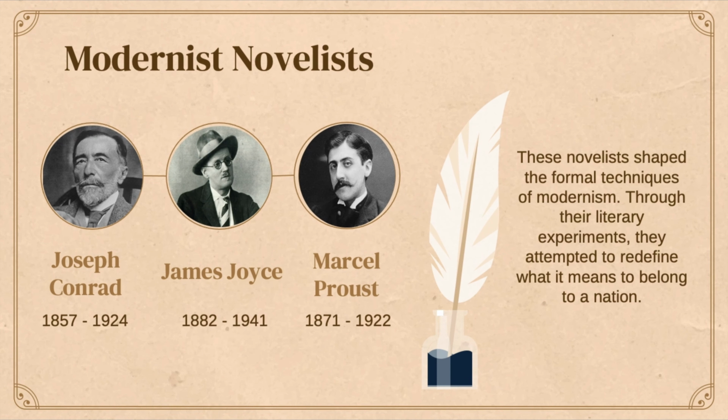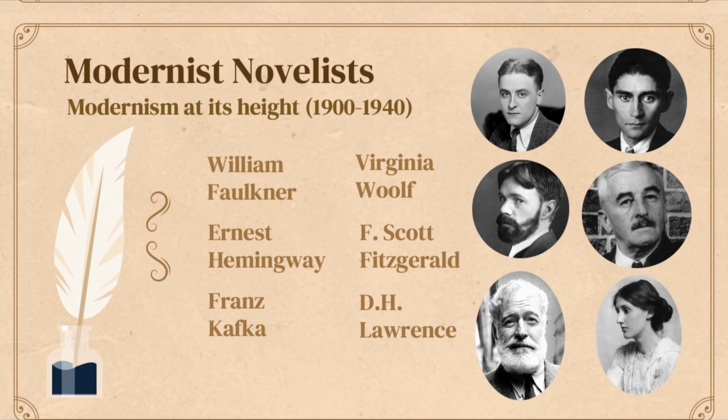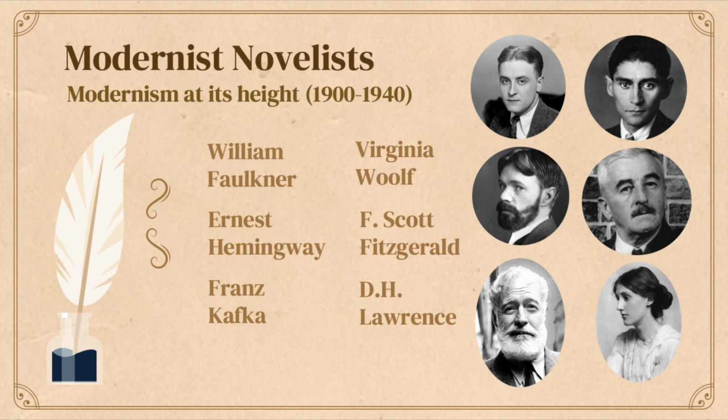Now, there are many novelists who shaped the formal techniques of modernism, such as Joseph Conrad, James Joyce, and Marcel Proust. They attempted, through their literary experiments, to redefine the model of national belonging that they had inherited from 19th century liberalism. Now, the literary form of modernism, and especially high modernism, was at its height from 1900 to 1940, and many of the main authors and novelists of the time include William Faulkner, Virginia Woolf, Ernest Hemingway, F. Scott Fitzgerald, Franz Kafka, and D.H. Lawrence.